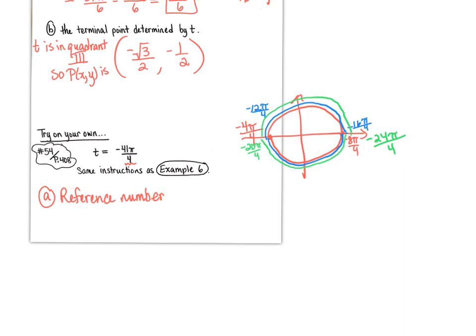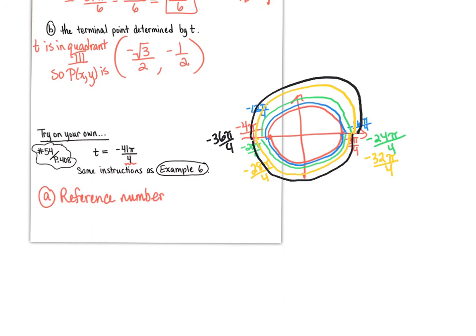Then we keep going around. We're going to run out of colors in a minute. So this becomes what? Negative 28 pi over 4. Then we keep going around. This is what? Negative 32 pi over 4. We're getting close. Now keep going. This is what? Negative 36 pi over 4. And then this is what? Negative 40 pi over 4.